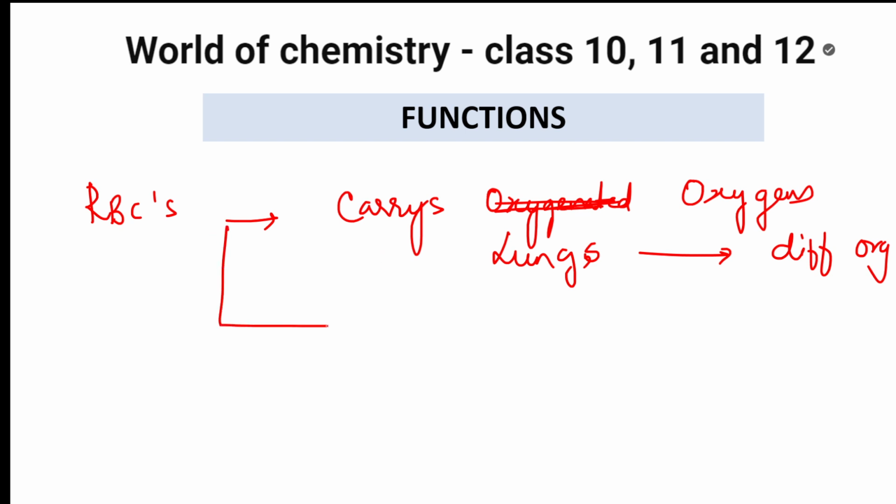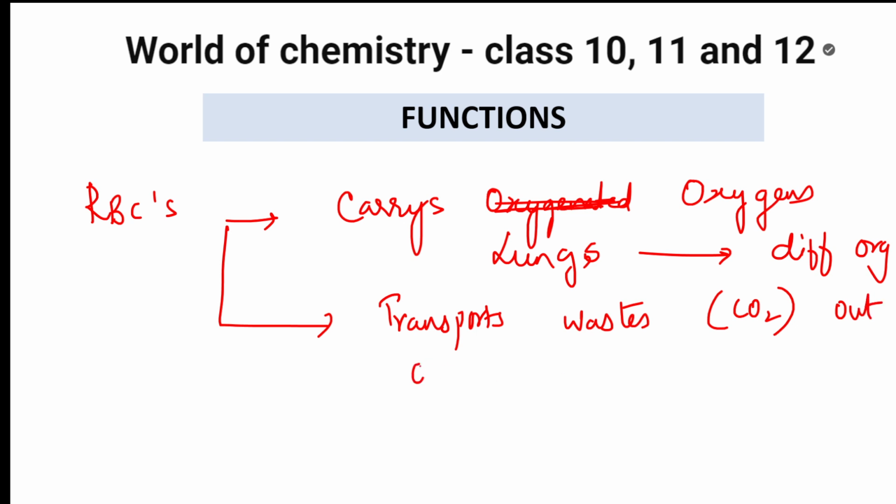Now, one more thing what blood does is it transports waste also. It transports wastes. So waste, what waste we have? Carbon dioxide. From where it is? Out of lungs. Carbon dioxide waste out of lungs. So these two are the functions of RBC.